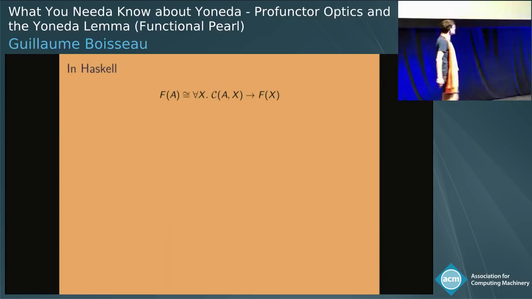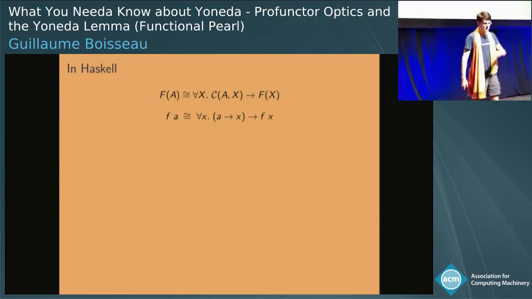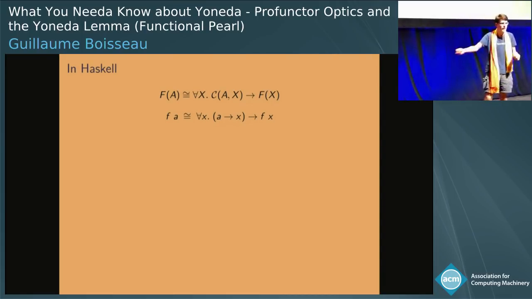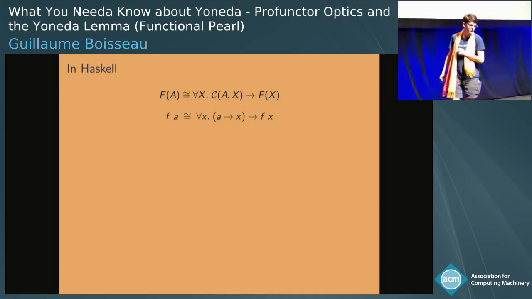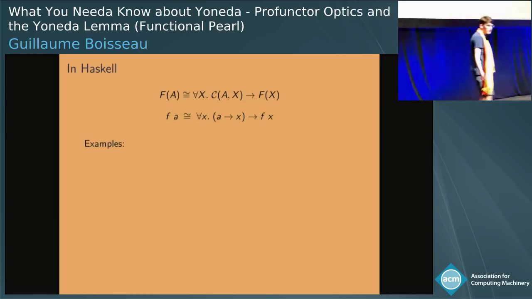So I'll illustrate a bit what this lemma does in Haskell. I'm assuming most of you are familiar with the notation. This is exactly the same thing written in Haskell notation, so maps from A to X are functions A arrow X in Haskell, and here, when f is a functor, this equality holds. And some examples.